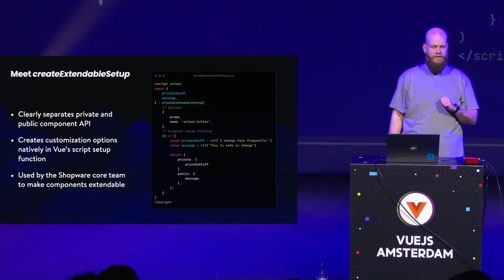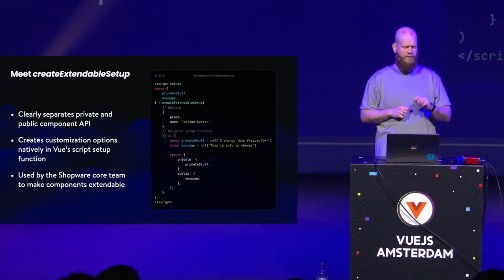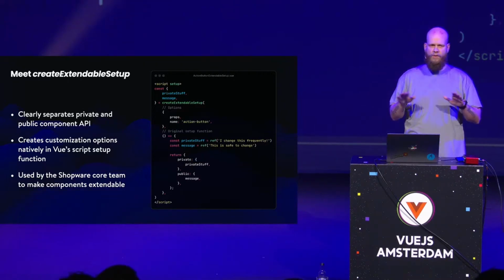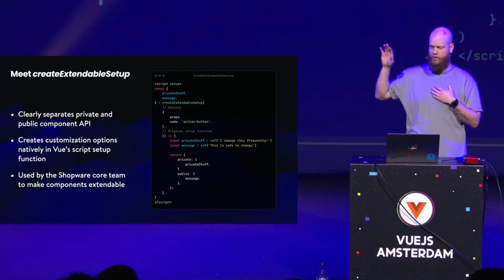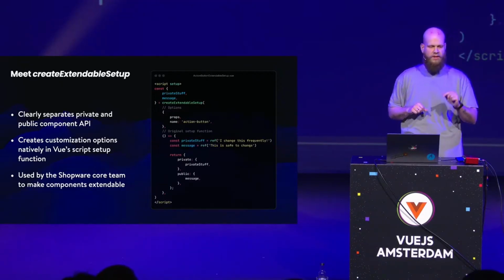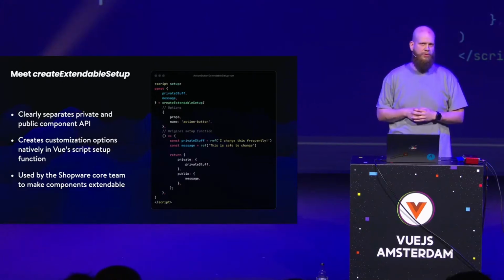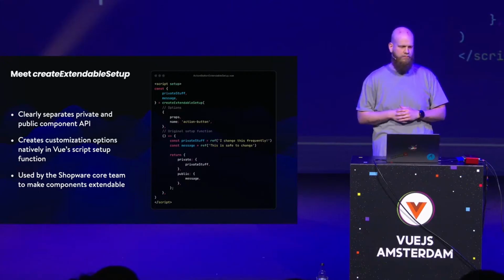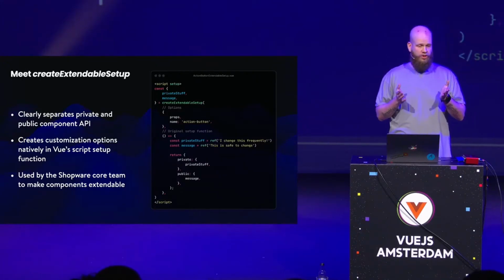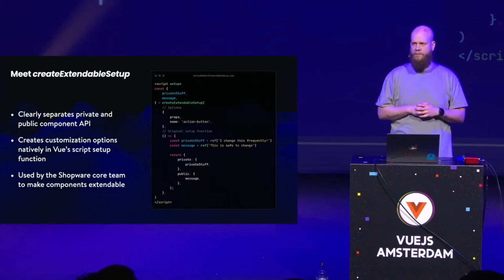So everything you see inside that function, like declaring refs, could also be reactives, computeds, normal functions. And then we return it in an object that has a private and a public key. Everything we consider private API, we put inside private. That's something you shouldn't change. You can still get it, but you should not change it. The public stuff is stuff where we say, yeah, that's fine. Change that to your liking, to your needs. We don't change this in minor versions. And then we can just destructure the result of create extendable setup and have everything we define inside our function available again in our template and in the rest of our code.